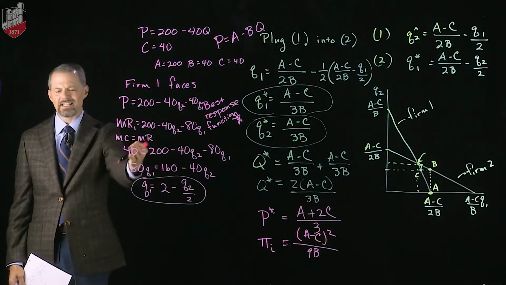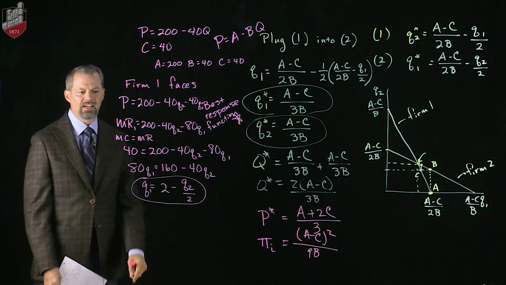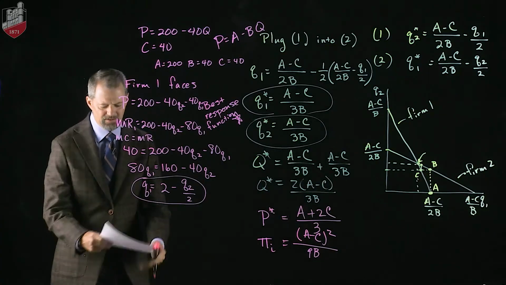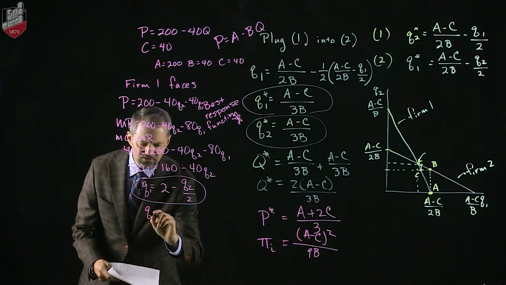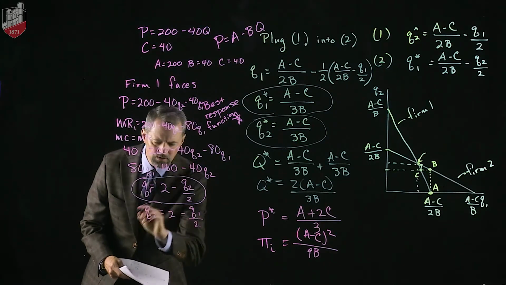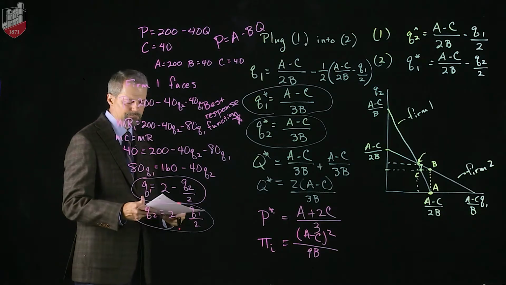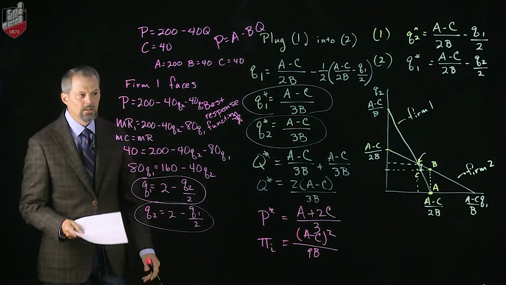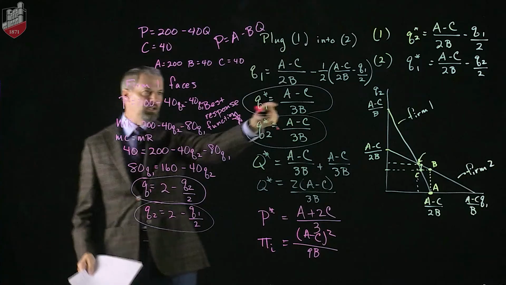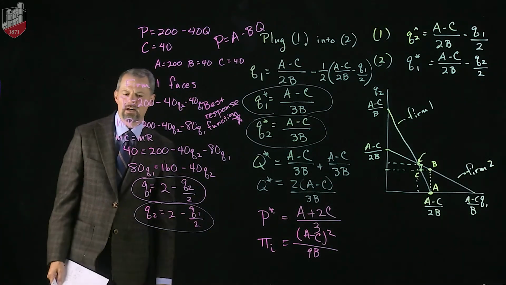You could go through this same process for firm 2. The algebra would be the same. In fact, the numbers would be the same, and you would get this, Q2 equals 2 minus Q1 over 2. There's my best response function for firm 2. So if you were to plug A, B, and C into these things, that's what's going to pop out of there.